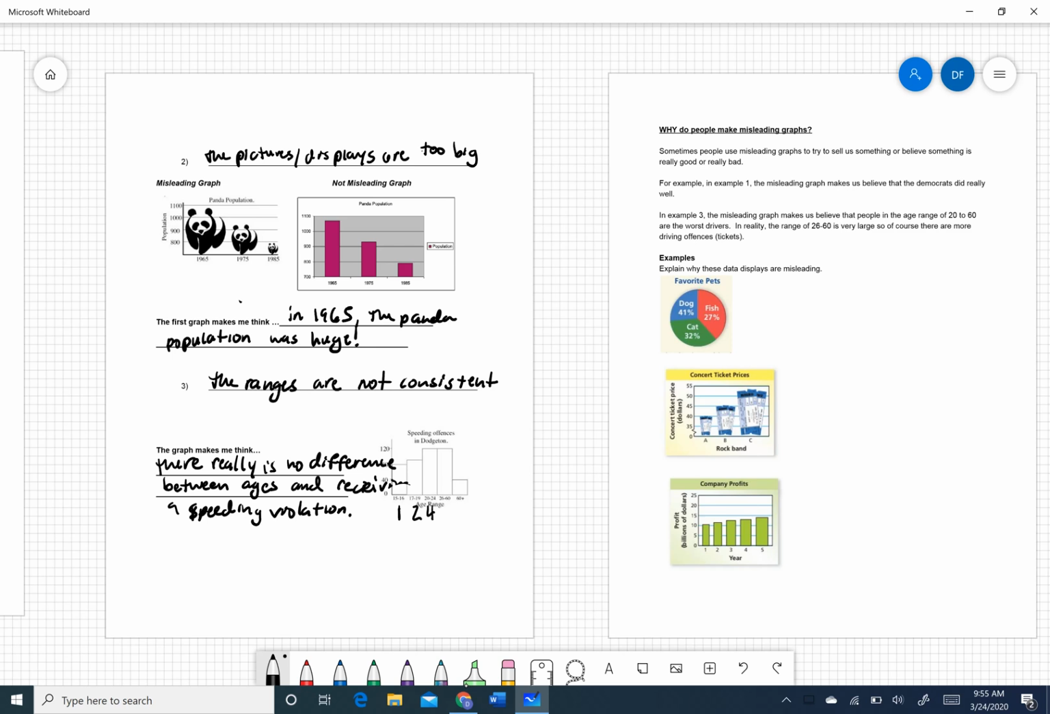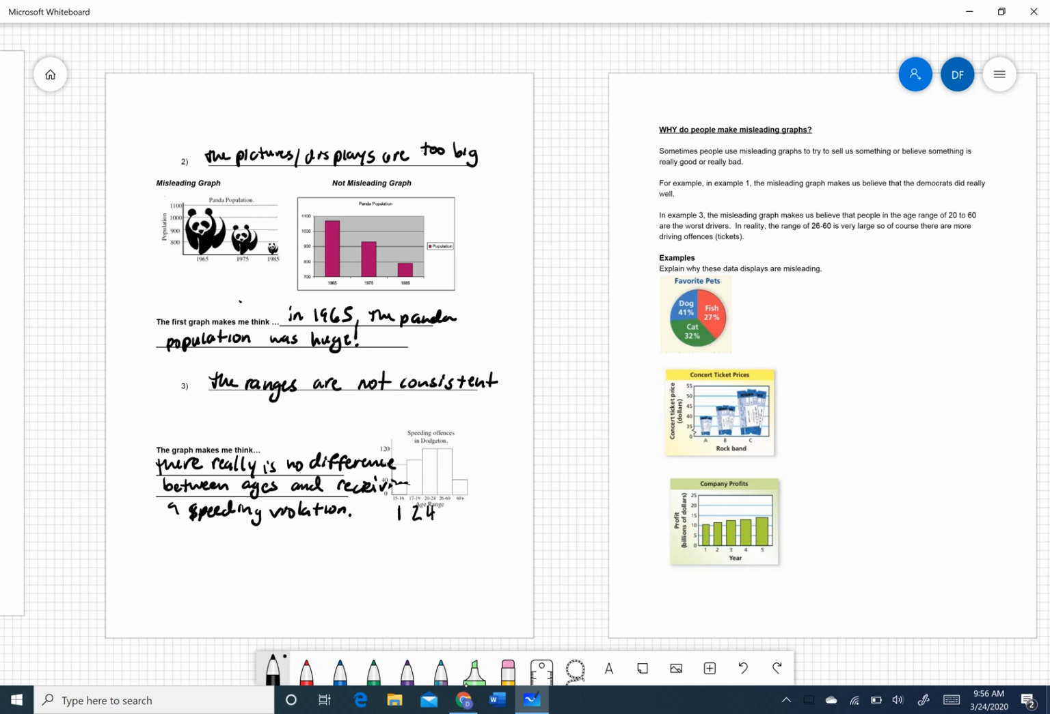Okay, so lastly, I want to talk about why people would make these misleading graphs. Sometimes people use misleading graphs to try and sell us something or make us believe that something is really good or really bad. This is why we're talking about misleading graphs, because we see data all the time. We see it in the news, on billboards, everywhere. Being able to tell whether what they're saying is actually true is really important here.